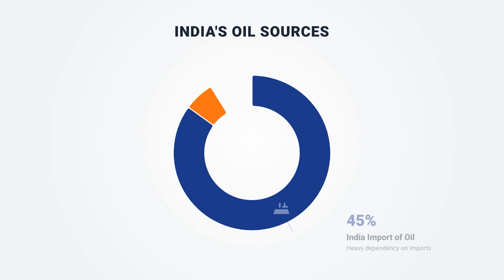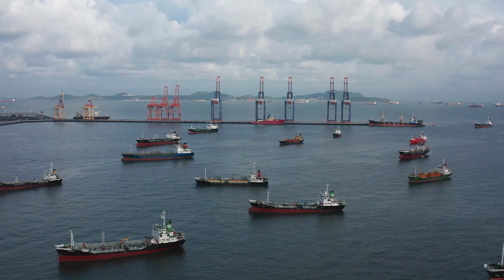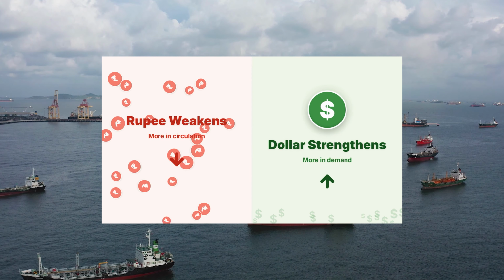Oil import is a major driver of rupee depreciation. Let me show you how. We all need oil, right? But the problem is that we import 85% of oil from across the world. So to buy the oil, again, India needs dollars. Hence, rupee weakens and dollar strengthens.